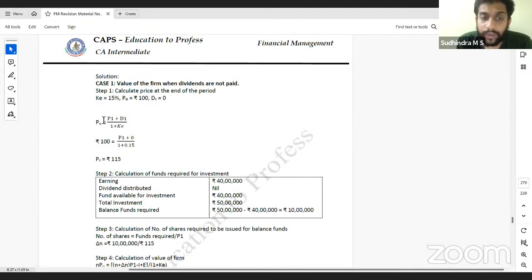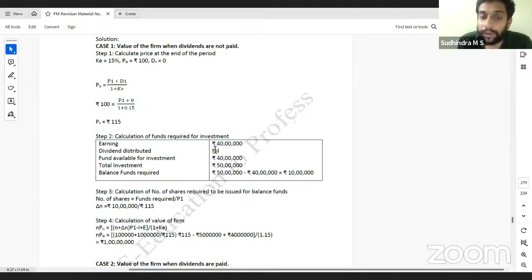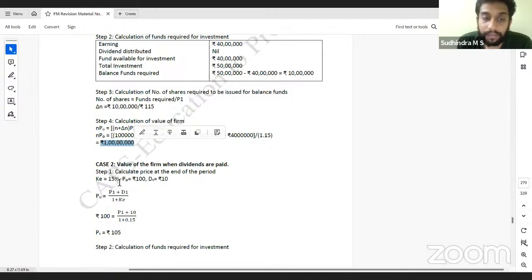Okay. So this is when dividend is not declared. D1 is 0. So P1 will be, 100 is equal to P1 by 1.015, 115 rupees. Calculation of funds required 40 lakh, dividend distributed nil, funds available 40. So 50 minus 40, 10 lakh should be raised. 10 lakh by 115 is the number of shares that you will raise. Correct? Calculation of value of the firm would be 1 crore in that case by applying that formula.